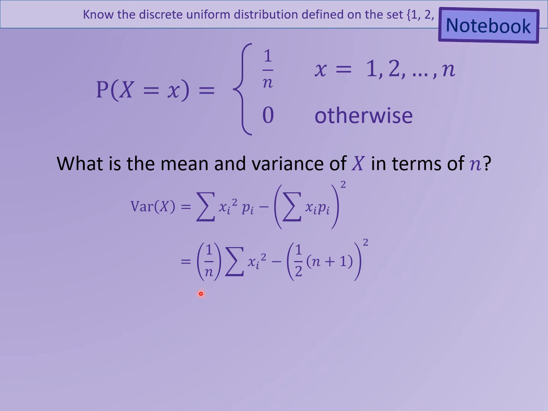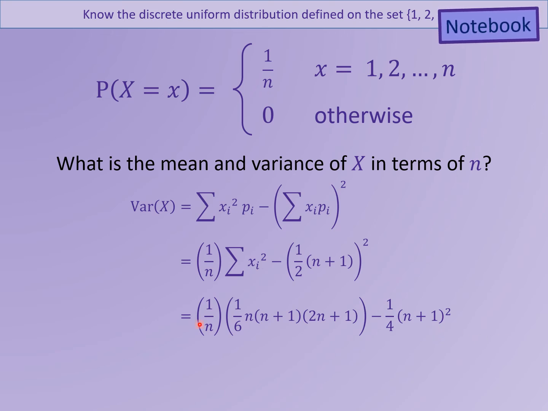So we now have this formula here. Now we know from summations a formula for the sum of r squared. This is the sum of x squared, but this is the same thing given that x is the variable we're using here. So the sum of x squared is going to be the formula which we've used in summations. It's going to be a sixth n(n plus 1)(2n plus 1). So we have 1 over n multiplied by that summation there, minus, if we square this, this becomes a quarter (n plus 1) squared. We can simplify this a bit.